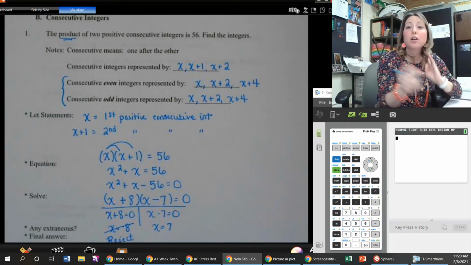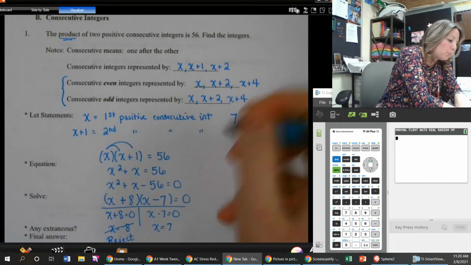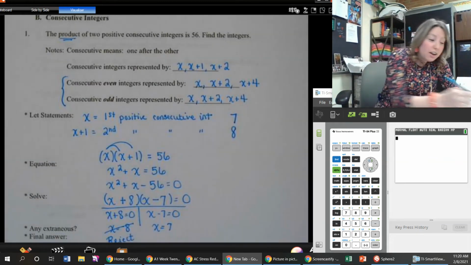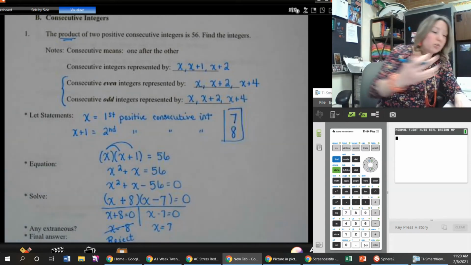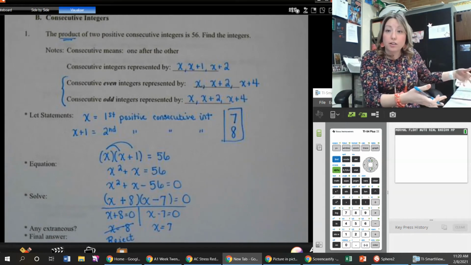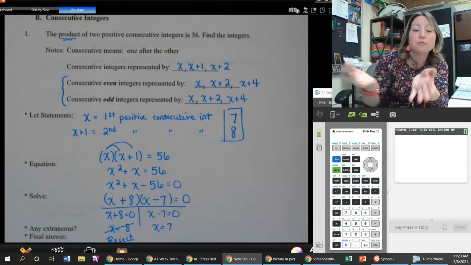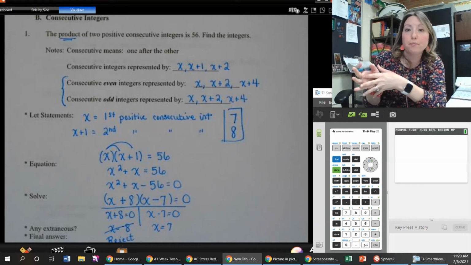It's not positive. X equals 7 is positive, right? And plus 1 is 8, and 7 times 8 is 56. So their product does work, but notice I had to reject that negative answer because I can't use it. It's not a positive consecutive integer. Okay?